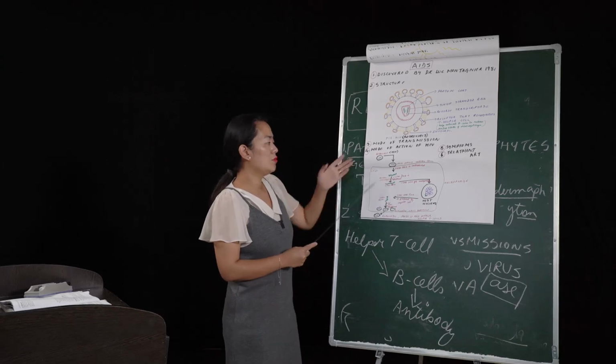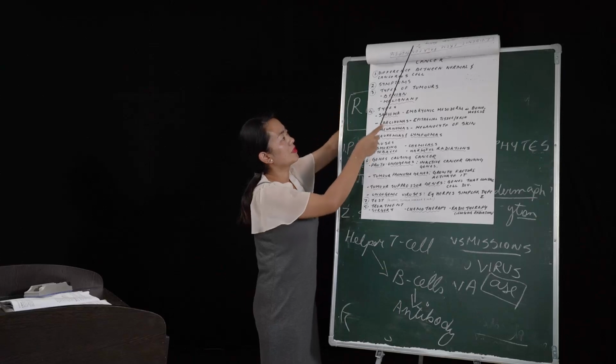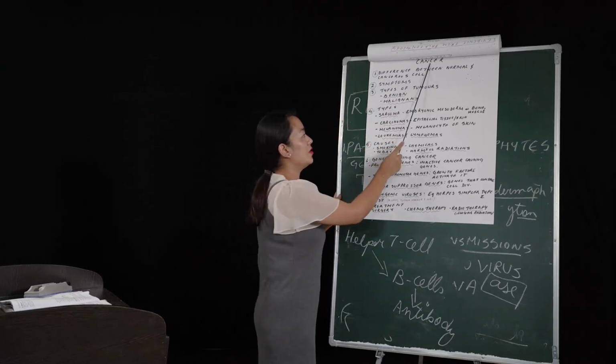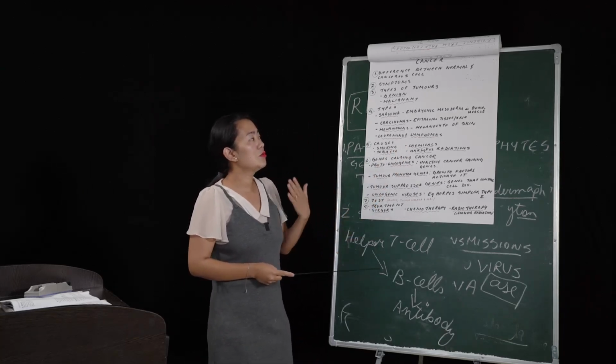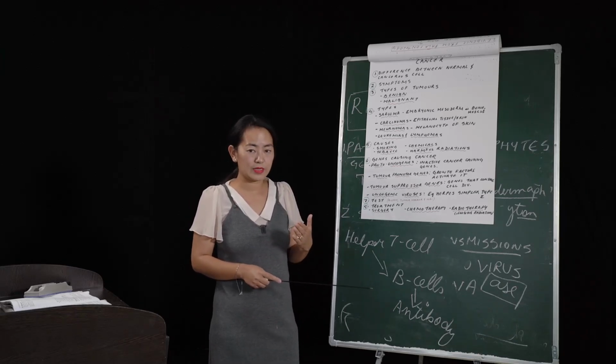Now, the next one we're going to talk about is another important one called cancer. Cancer is a very important one. How do you define cancer? Cancer can be defined as the uncontrolled growth of cells. Remember that, okay?